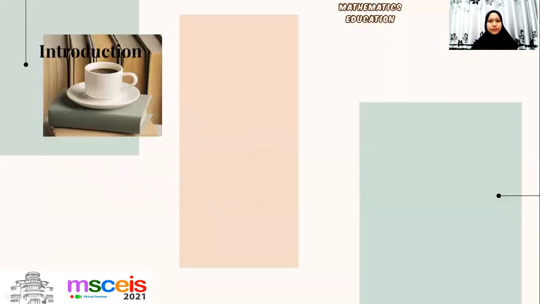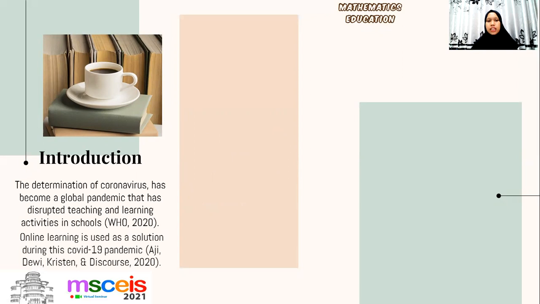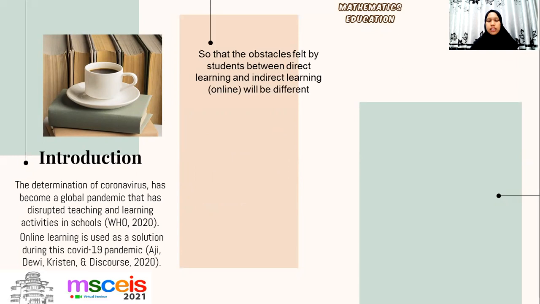Let's start with the introduction. The coronavirus has become a global pandemic that has disrupted teaching and learning activities in schools. Online learning is used as a solution during this COVID-19 pandemic, so the obstacles felt by students between direct learning and indirect learning will be different. To identify learning obstacles, one can start by analyzing the difficulties and errors.